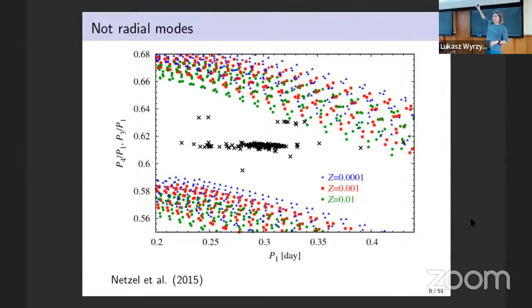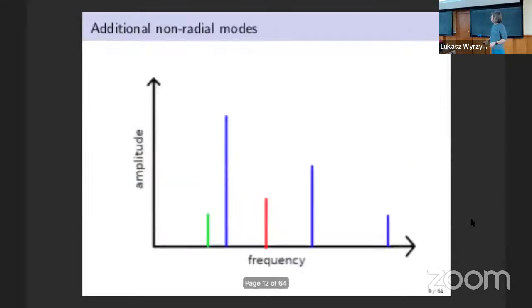And these black crosses, these are 0.61 stars that were new in 2015. And those colorful points are models for 3 different metallicities. On top, we have the period ratio of the 3rd overtone to 1st overtone, and in the bottom, the period ratio of the 4th overtone to 1st overtone. And these stars fall exactly in between. So we know that this is not due to radial pulsations. So it has to be due to non-radial pulsations.